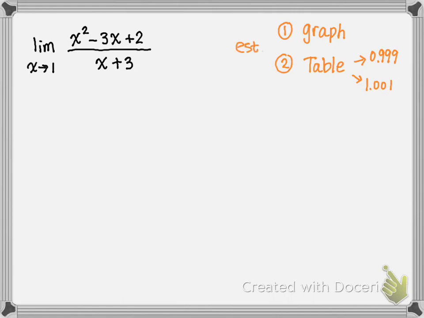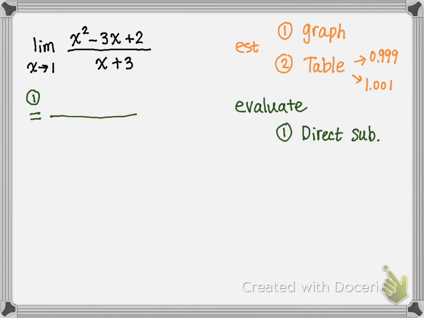Now, in order to evaluate or get a limit analytically, we have a few approaches. The number one is direct substitution. In this case, we just substitute x equals 1 into the limit. Because we're doing direct substitution, we get rid of the limit sign because we will get a number when we evaluate.